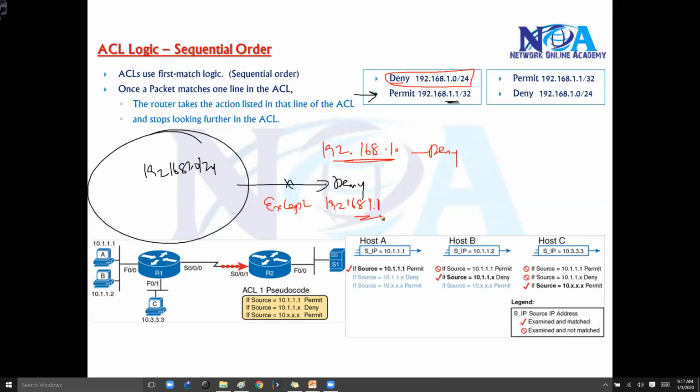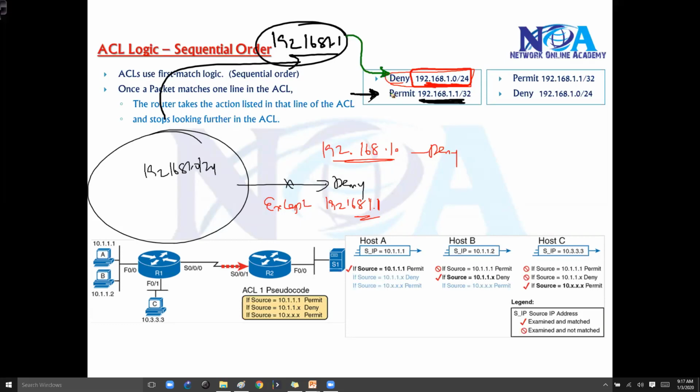So what is the correct order to write? If I write like this, if I say deny the 192.168.1.0 network, and even if I'm saying permit 1.1 after it, what is going to happen here? Let's assume there is a packet coming with 192.168.1.1 as the source address. It's going to match the first rule. And the first rule says, okay, it matches, right? Because this 1.1 host comes in this network range. And what is the rule? Deny. But what is my requirement? My requirement is that it should be permitted.